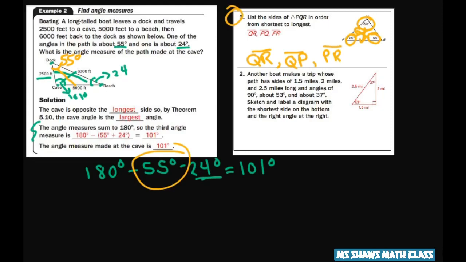All right, and here we have another boat. So, what is this saying? Oh, it says just to draw it. So, when they drew it, they just made sure that this is your biggest angle, so this is your biggest side. This is your smallest angle, so this is your smallest side. And then that one is in between.